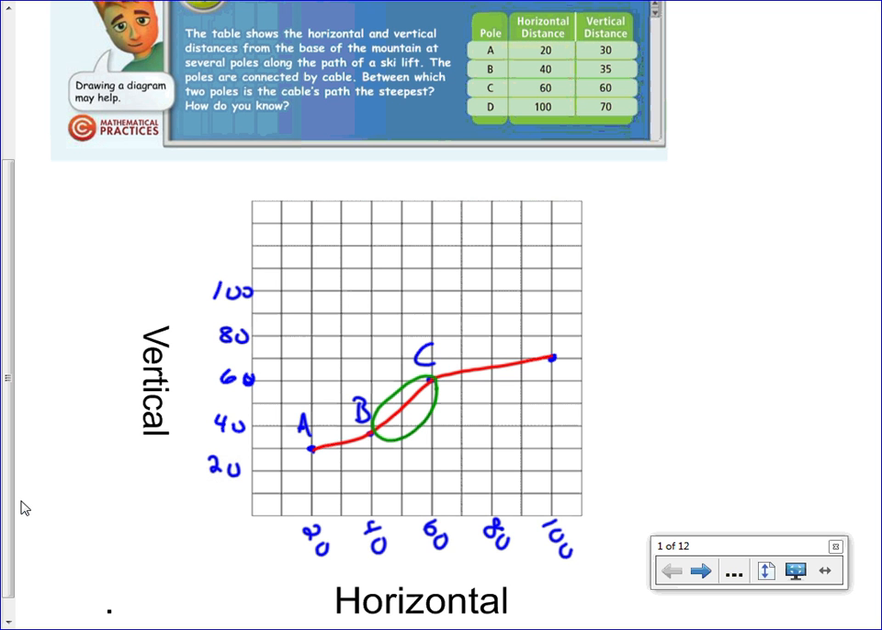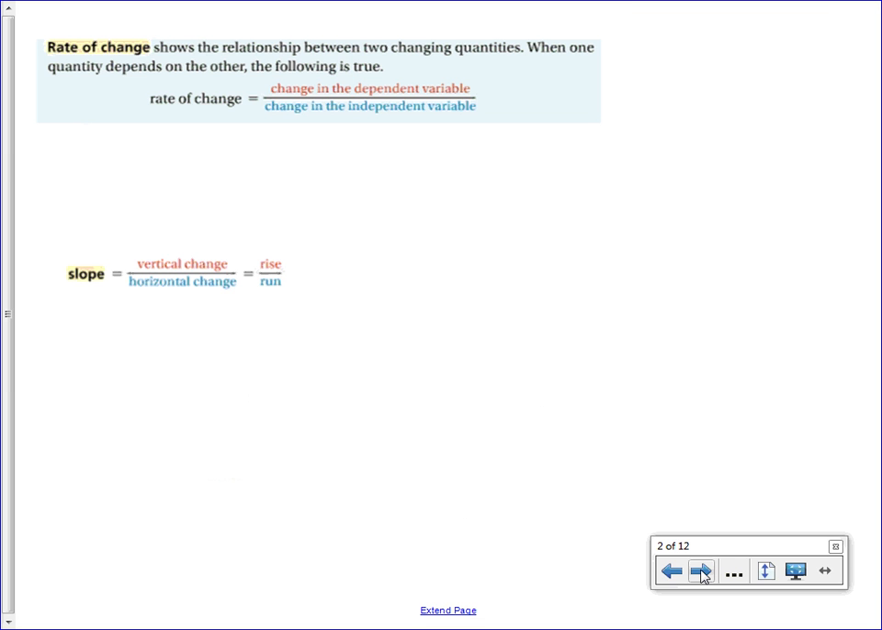So now the question is, how can I tell it more mathematically? And that's kind of what we're going to start looking at today. One of the ways that we're going to start talking about it is by comparing how much it goes up to how much it moves over. So that is known as our slope. But let's first take a look at this next slide.